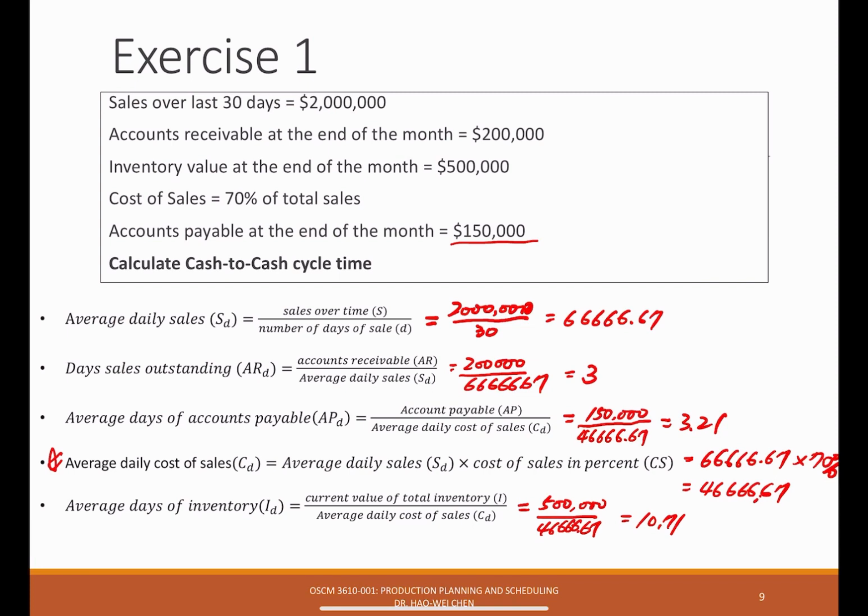So if we want to calculate the cash-to-cash cycle time, we know that will be equal to ID plus ARD subtracted by APD. So that will be 10.71 plus 3 minus 3.21. So the answer will be 10.5.